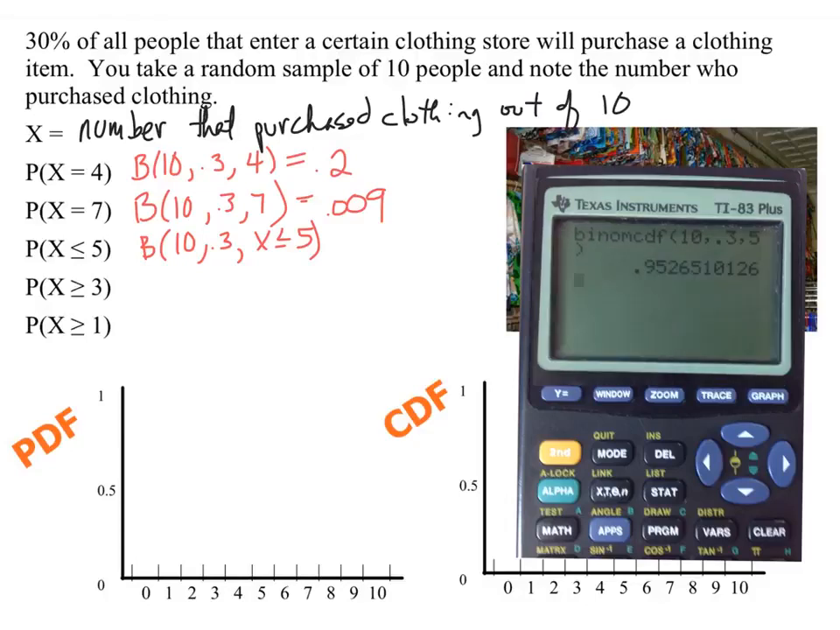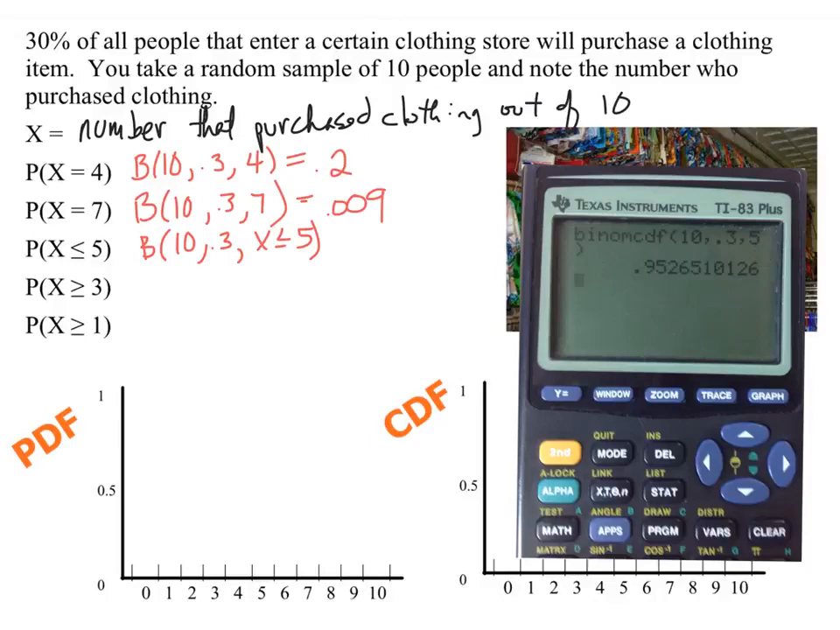Okay, so you're still going to go to that same menu, that distribution menu, but this time you're going to look for binomcdf. The C stands for cumulative. Like a cumulative GPA, it adds up from freshman year on. Well, this adds from 0 up. So I did a cumulative distribution, 10 observations, 0.3, and it adds from 0 up to 5.